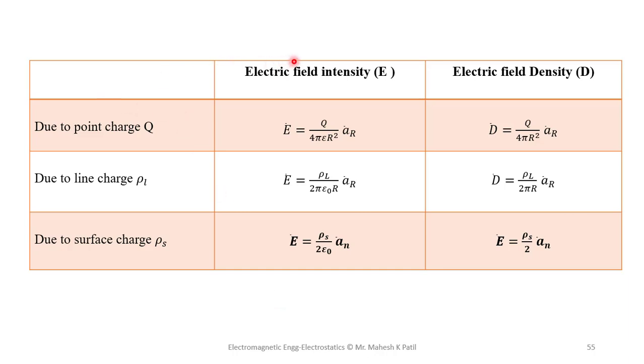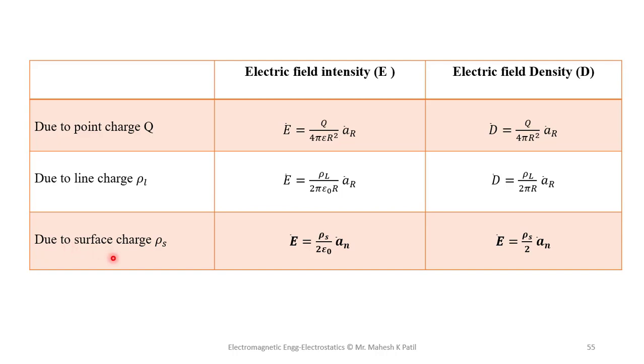Now we can list all these equations, electric field intensity and electric flux density, for point charge, for line charge, and for surface charge. Due to point charge Q, electric field intensity is Q upon 4 pi epsilon r square AR bar, and electric flux density is Q upon 4 pi r square AR bar. Similarly, due to line charge, electric field intensity is rho L upon 2 pi epsilon naught r AR bar, and electric flux density D is rho L upon 2 pi r AR bar.